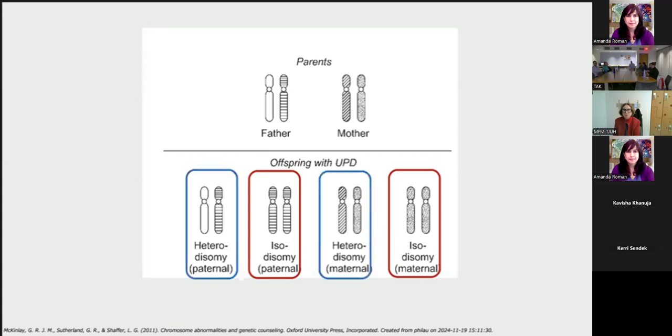Now, complete uniparental heterodisomy involves the inheritance of 2 different sets of alleles that are present for the entire length of the chromosome. And complete heterodisomy implies an error involving segregation of chromosomes at meiosis I. So essentially, with isodisomy, you're inheriting the same chromosome from one of the parents, versus heterodisomy it's still from one of the parents, but you're inheriting the 2 different chromosomes.